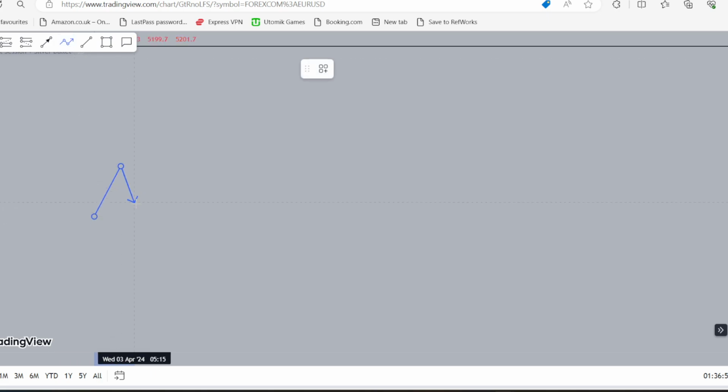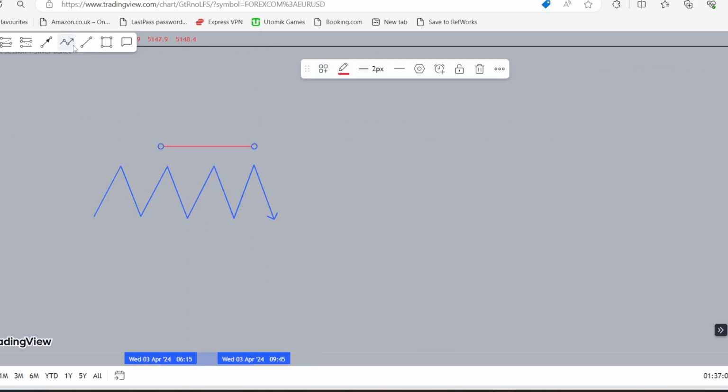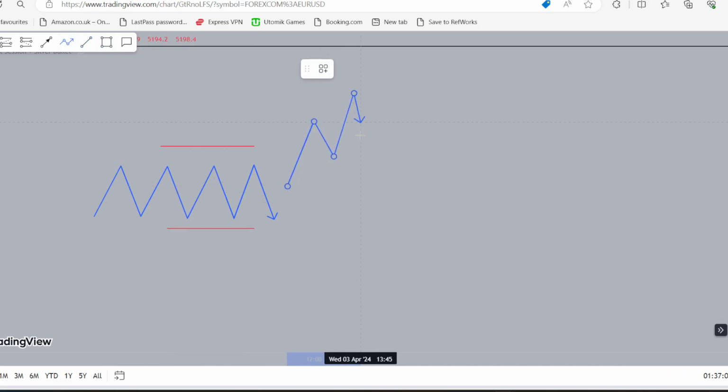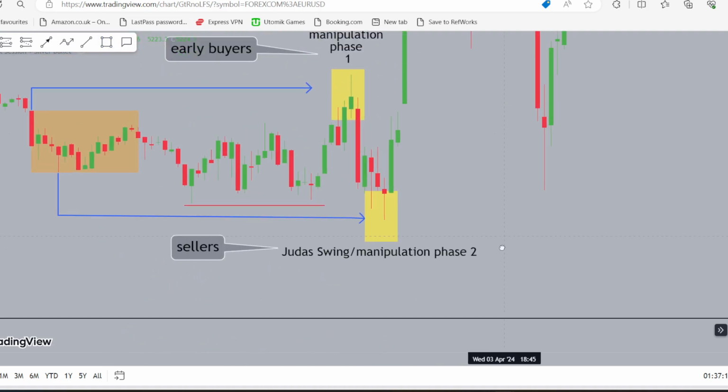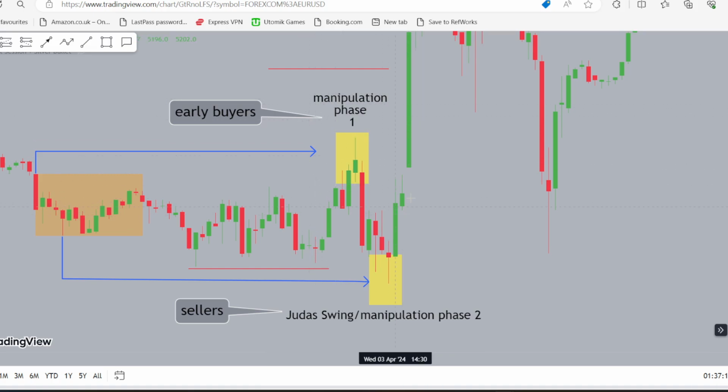So to quickly go over that, right? When we have an accumulation, when we have a range just like this, the range will produce two types of liquidity. You've already guessed what they are. There's buy side up here and sell side down here, right? So when we are looking to go long, when we see a sweep of buy side liquidity first, what we're seeing is early buyers getting enticed, right? Why are these early buyers? Why is this an early buy manipulation?